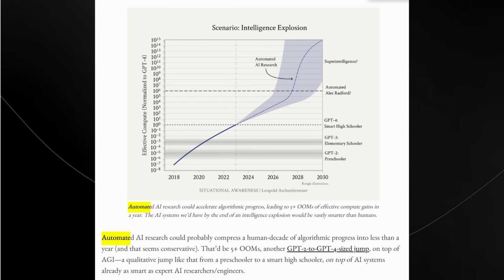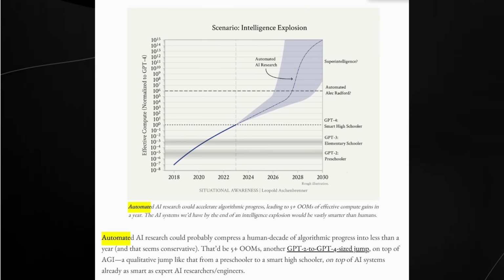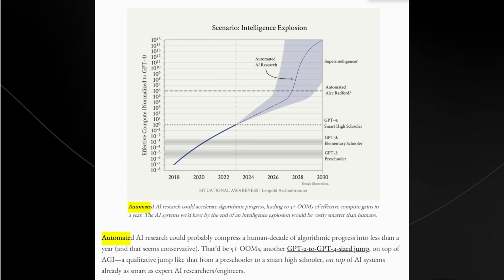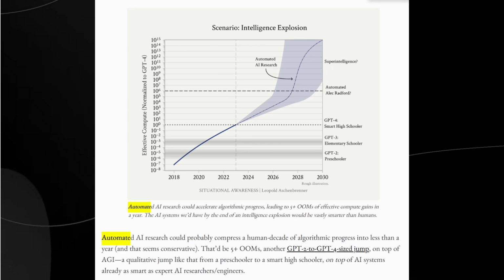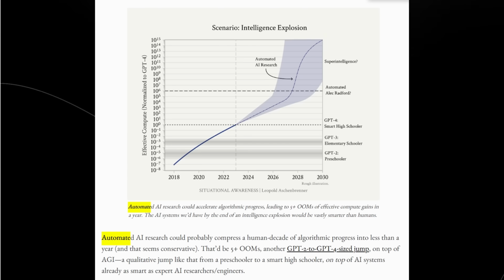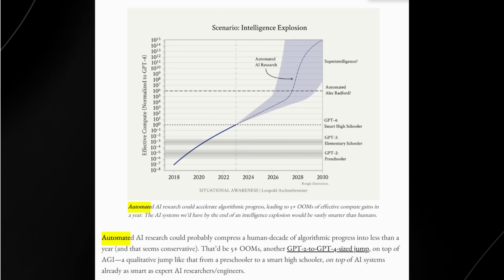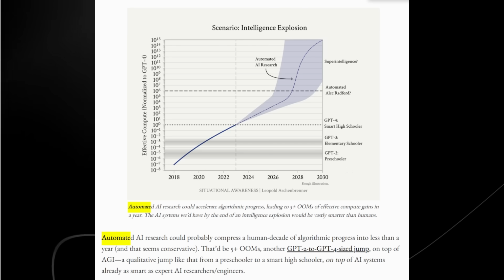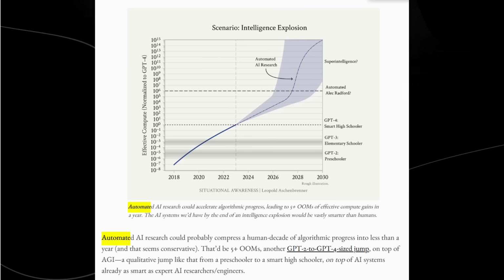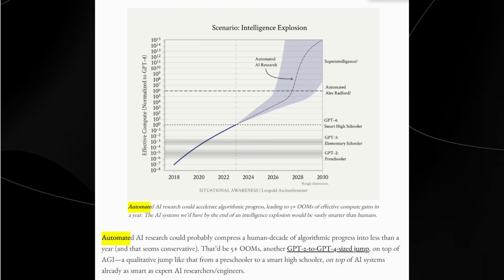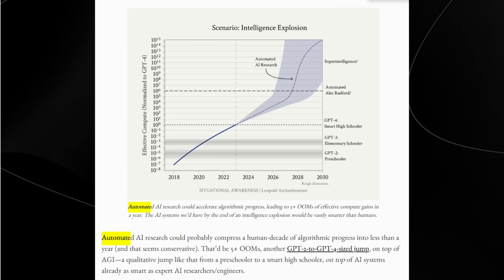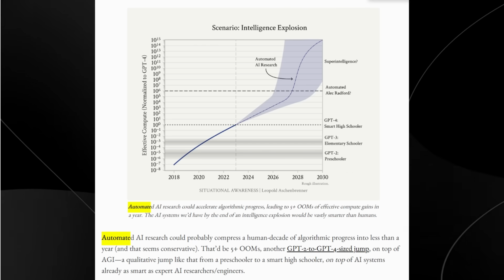And do you guys remember this image from the document called The Decade Ahead? This was basically a long form document by someone who used to work at OpenAI and basically documents how the future of superintelligence is going to come. And one of the things that they talk about for the real explosion of intelligence was automated AI research. And they state that automated AI research could probably compress a human decade of algorithmic progress into less than a year. And that seems pretty conservative, basically meaning that once we're able to automate the entire AI research pipeline, it's quite likely that superintelligence is going to happen.